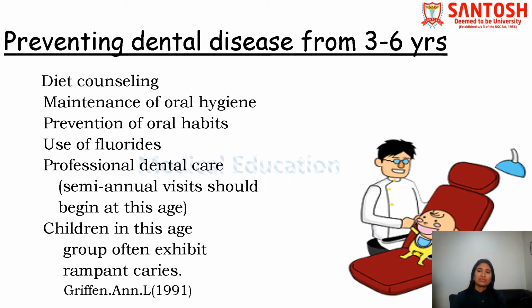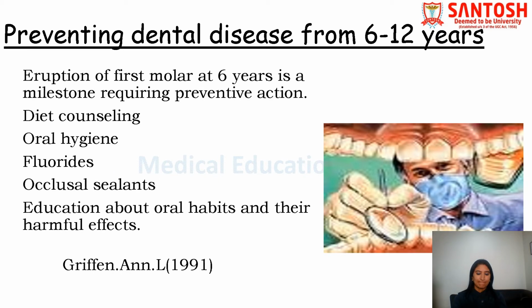Preventing dental disease from 3 to 6 years. This includes diet counseling, maintenance of oral hygiene, prevention of oral habits, use of fluoride, and professional dental care. Usually, semi-annual visits should begin at this age. The children in this age group often exhibit rampant caries, so the parent should be asked to watch for these and report to the dentist for a checkup if they notice something.